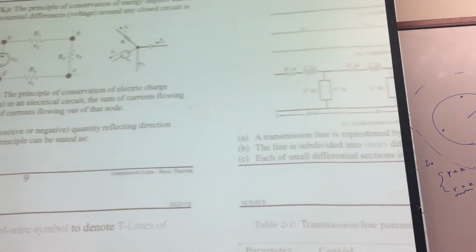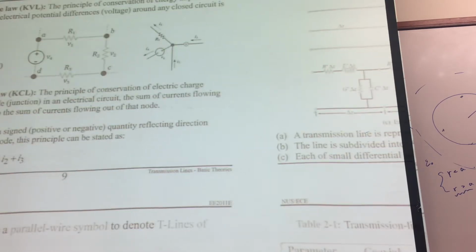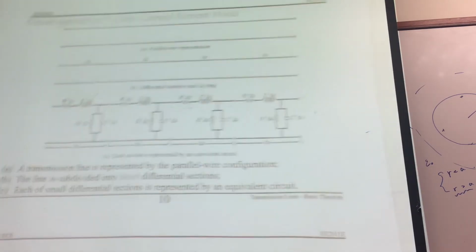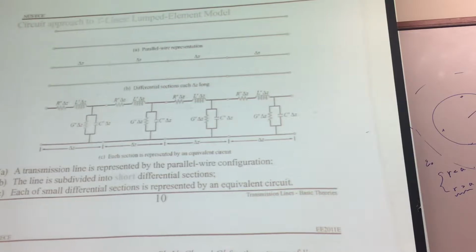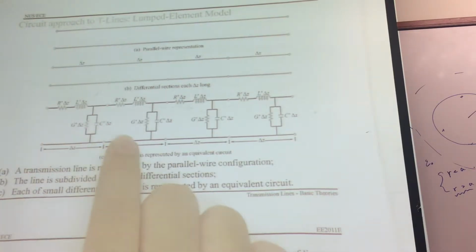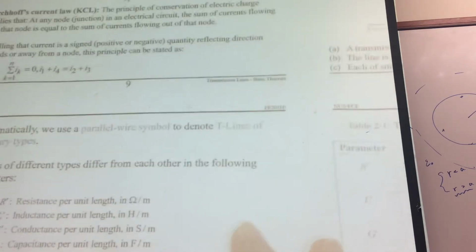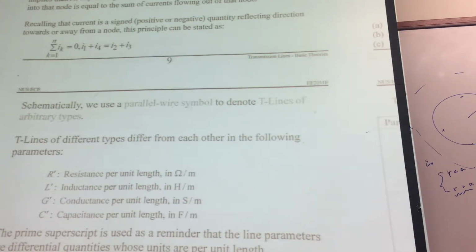Okay? So this is KVL, KCL. I'm gonna skip this. This is a lumped element model. So it has R, L, G, C, a resistance, inductance, conductance, capacitance, and this is how to calculate. I don't think this is gonna be, no.